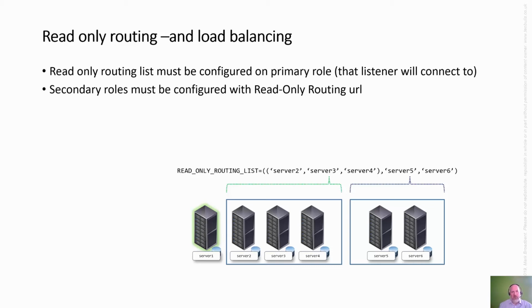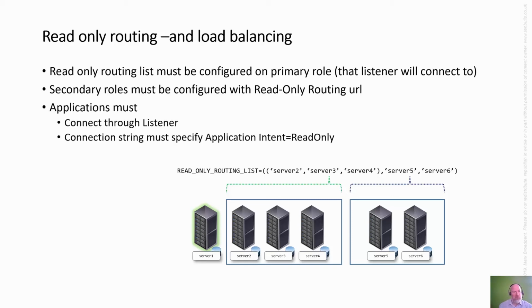So these secondary roles have to be configured with read-only routing URLs, which you'll see in the code when we come to do it. And in order to use read-only routing, I've had problems trying to get this working in the past, but there are a few key things you have to do. You have to connect via a listener, and you have to ensure that your connection string is specifying application intent equals read-only. And your load balance sets have to use parentheses to block them off and make it clear that they are part of the load balance sets.